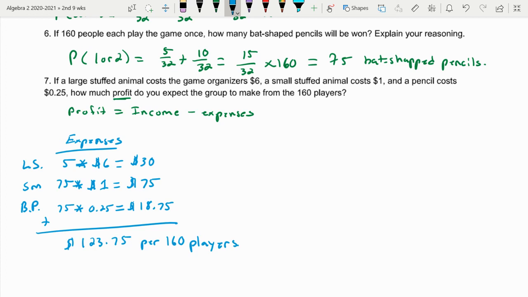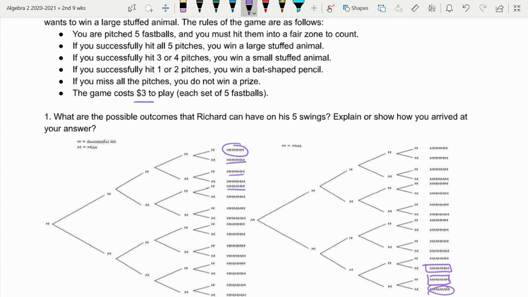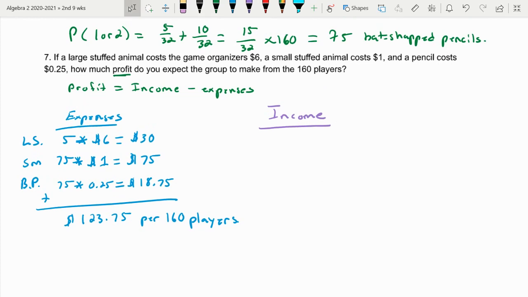So let's do income. Let's go back to our rules. It costs $3 to play, for 5 fastballs. So we have 160 players, so we're going to take 160 times our $3, and that's going to get us $480. I think you can tell at a glance we're going to be okay. On the Rover video, it was much, much higher, so they were being very profitable.